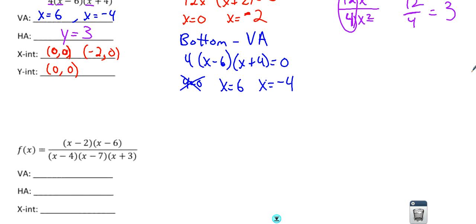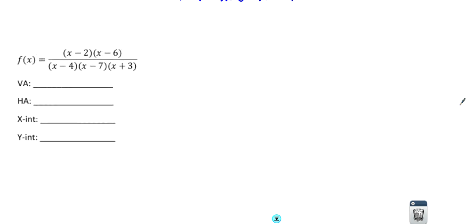And on the second one, using the same idea, we start with the top, set it equal to 0. That's my x-intercepts. My x-intercepts are at 2 and 6. Then we look at the bottom, set the bottom equal to 0. That gives me my vertical asymptotes at x equals 4, x equals 7, and x equals negative 3.